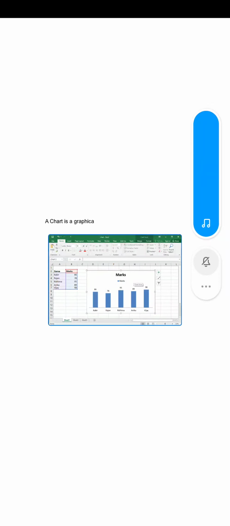Today we are going to learn about the charts in MS Excel. A chart is a graphical representation of data in a worksheet. It is an effective way to display data in a pictorial form. It helps to provide a better understanding of large quantities of data.